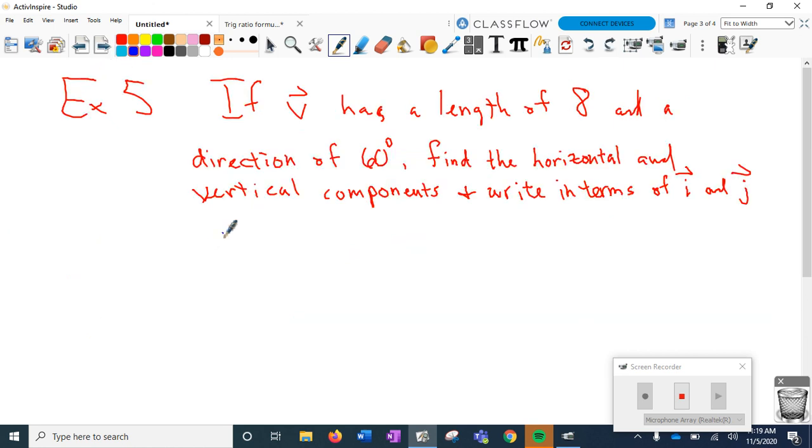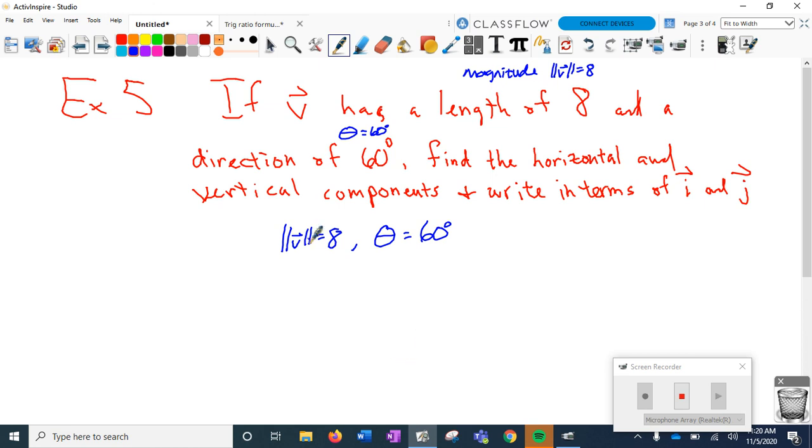Again, pause the video as you need to if you want to copy this into your notes. It's a good idea. If vector v has a length of 8, or we could say the magnitude of vector v equals 8, and it has a direction of 60 degrees, or theta equals 60 degrees, find the horizontal and vertical components and write it in terms of vectors i and j. In other words, we want to write it as a linear combination. Here's what they gave us: the magnitude of the vector is 8, and the angle, or theta, of the vector is 60 degrees.